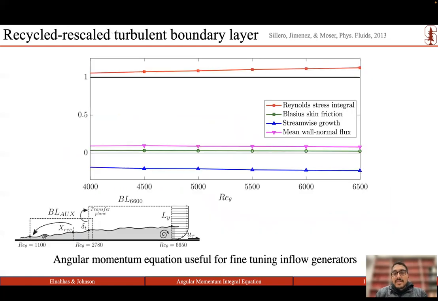We further proceed to ask if this behavior is exhibited at higher Reynolds numbers. So we analyze a Reynolds number that is much higher using the recycled, rescaled turbulent boundary layer of Sierra et al. And we find that the relationships are approximately correct, but there is a mean trend with Reynolds number. And what we expect to be the case is that the boundary conditions impose slightly different behaviors that this particular relationship is sensitive to, meaning that we could potentially use this angular momentum equation for fine-tuning inflow turbulence generators.